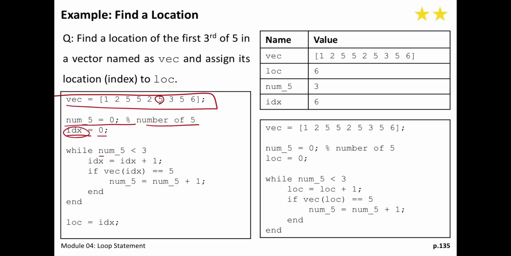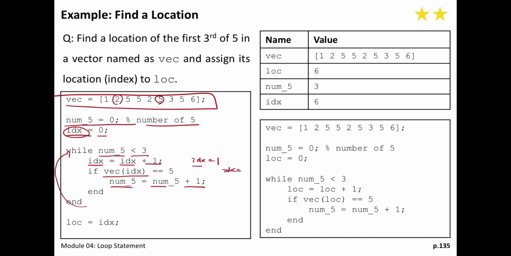Okay, num5 is less than 3. So num5 is counting the number of 5s because we are going to detect the third 5 in the vector, right? And then you're increasing the index. Index becomes 1, right? And then you're checking whether the first value is a 5 or not. Then if it's a 5, you're increasing the number. And then go up. And so adding 1 to the index, it becomes 2.